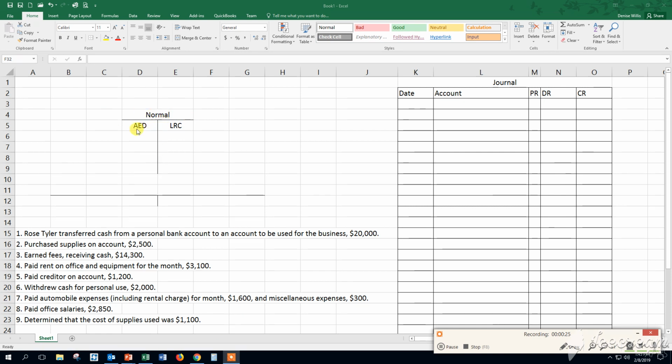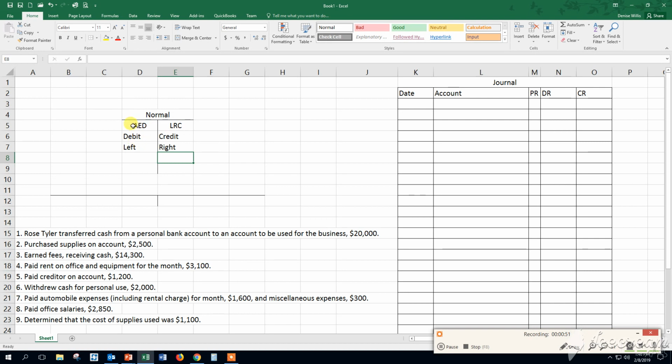What is a normal balance? Anything on the left is going to have a normal debit balance. The only thing that debit inherently means, let me put debit here, is left. Debit is left, okay? And the only thing credit inherently means is right. So everything on the right side has a normal credit balance. Everything on the left side has a normal debit balance.